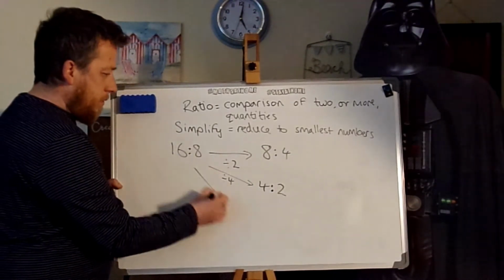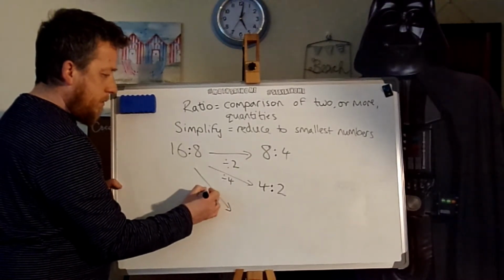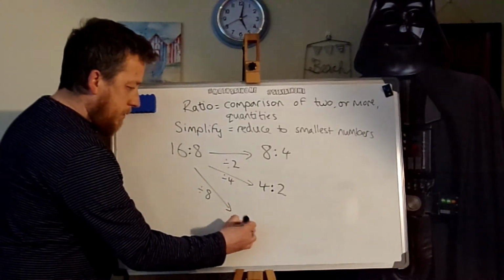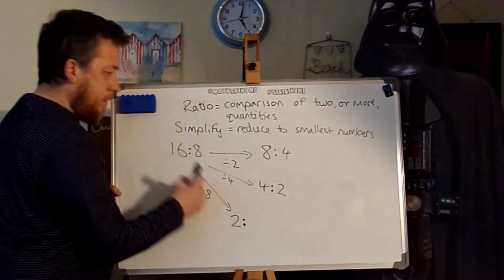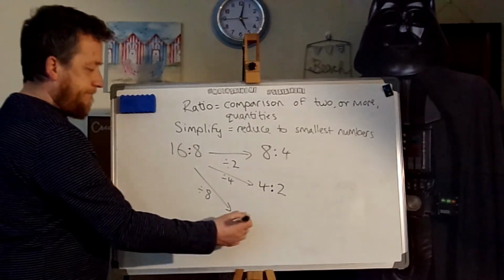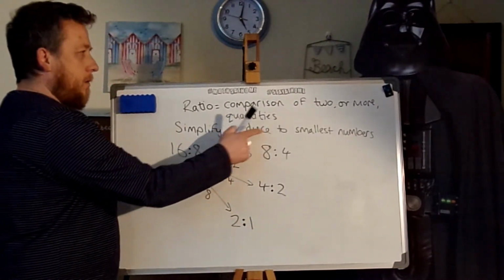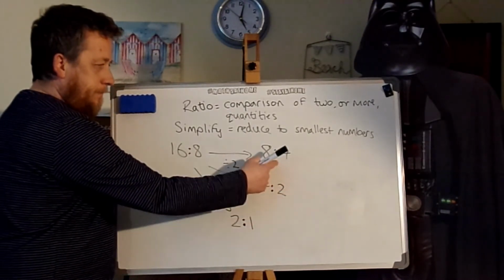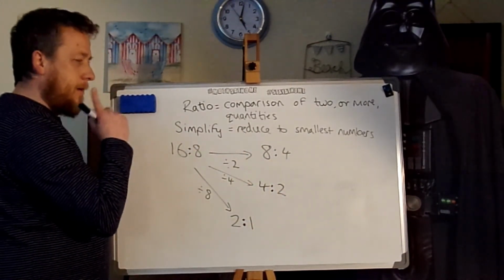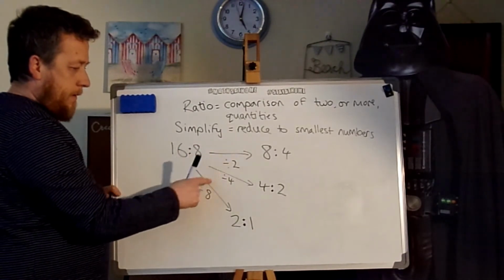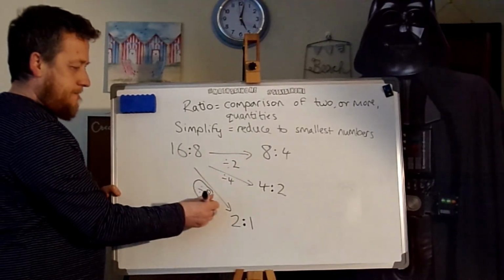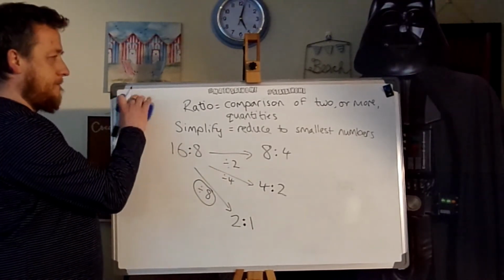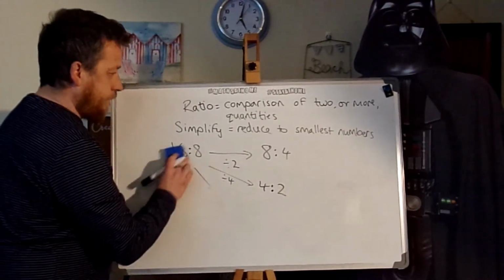Further exploration, I've suddenly realized that the gap between 16 and 8 is 8, which means they're both divisible by 8. So 16 divided by 8 will give us 2, and 8 divided by 8 will give us 1. Clearly that is the answer because it has got the smallest numbers in the ratio. What do we notice? The number we divided by was the biggest. So to simplify, you need to divide by the biggest possible number.